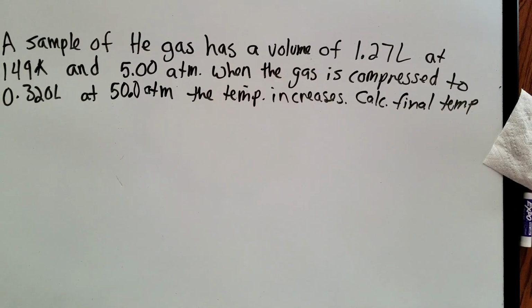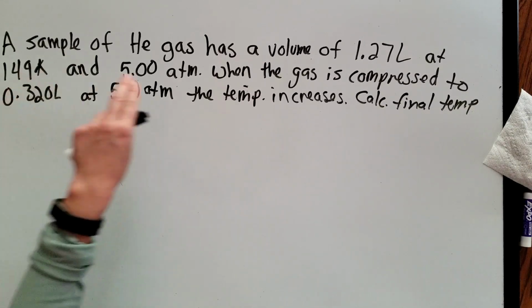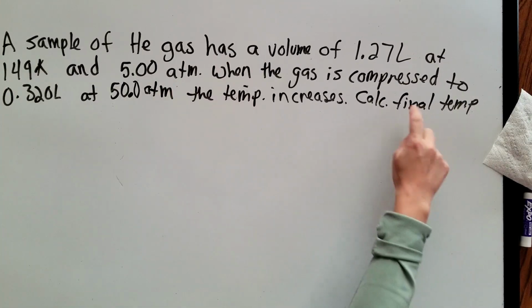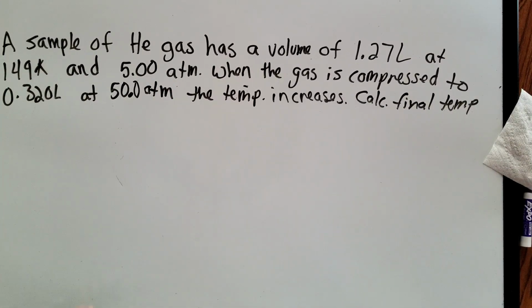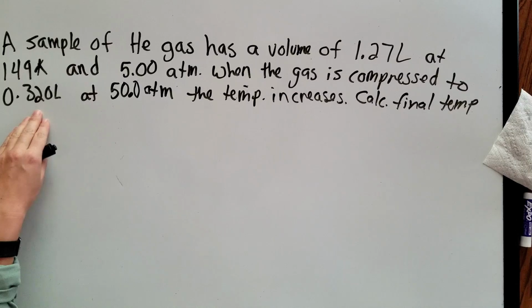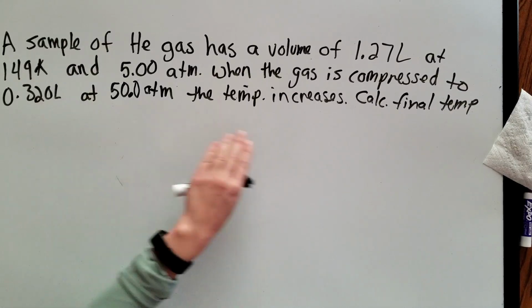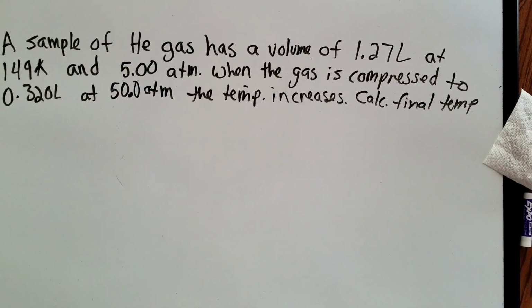So we have a sample of helium gas, volume of 1.27 liters, at a certain temperature, 5 atm. We're going to be compressing this gas now. So the volume is going to go down and the pressure is going to go up, and it wants us to calculate the final temp. How much does it increase?